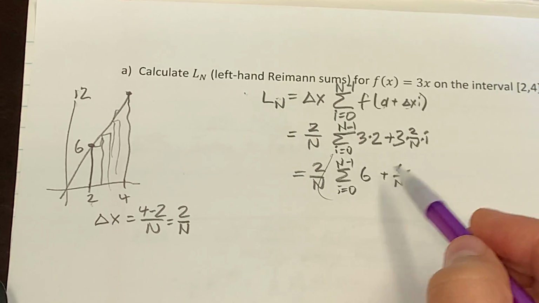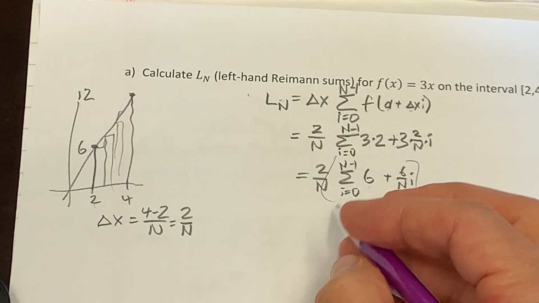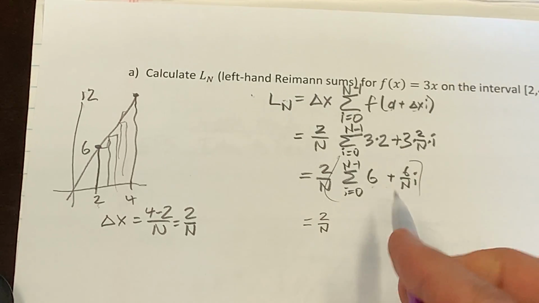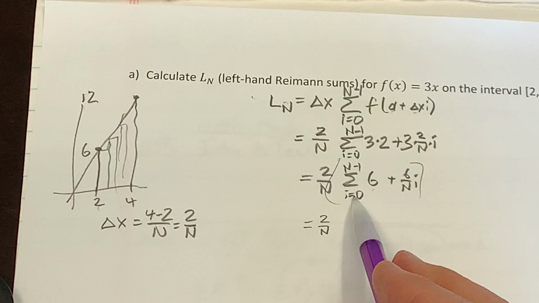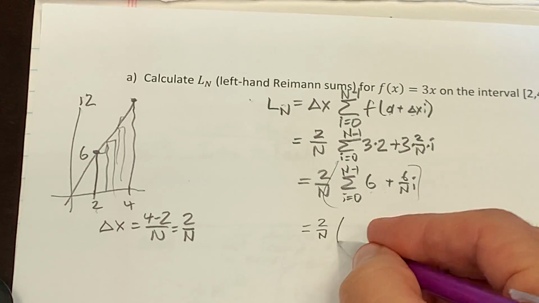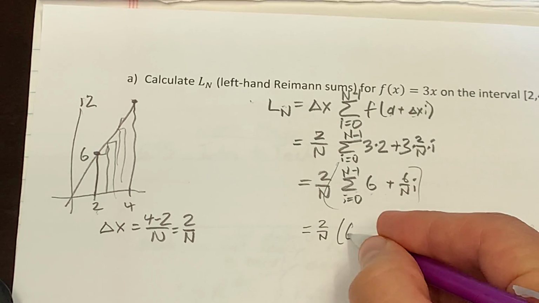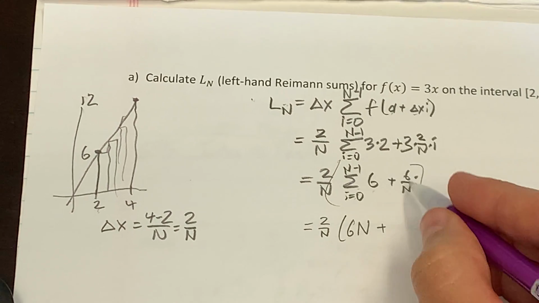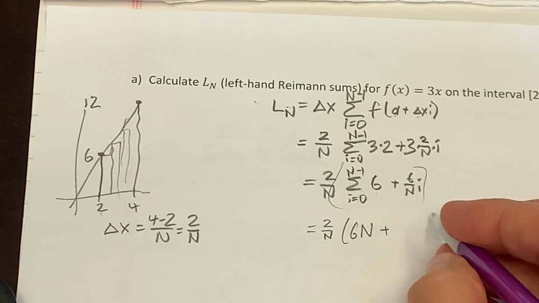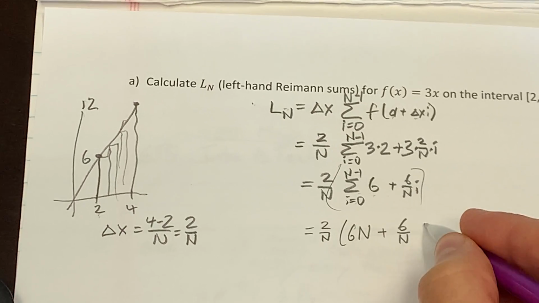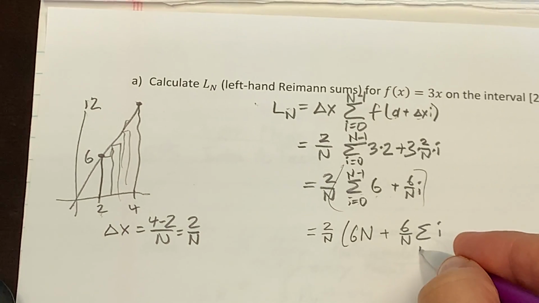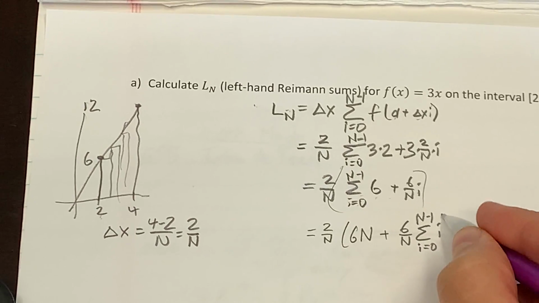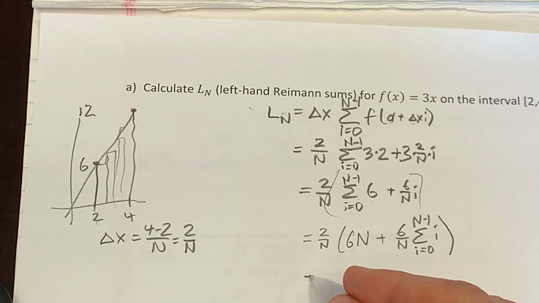Okay, well, imagine if you're adding a bunch of 6's together. It just tells me how many 6's there are. And remember, there were n rectangles. 0 to n minus 1 is n rectangles. So this first piece is just 6n. What about the second piece? Well, notice 6 over n times i. 6 over n doesn't depend on the i. And so we just have a certain number of numbers added together. Okay, so this piece is already taken care of.